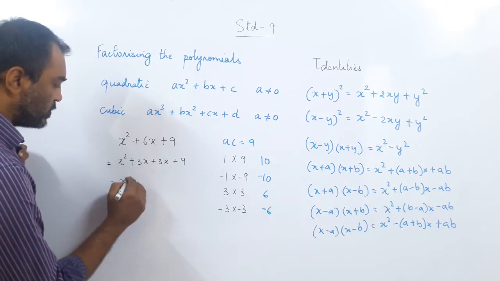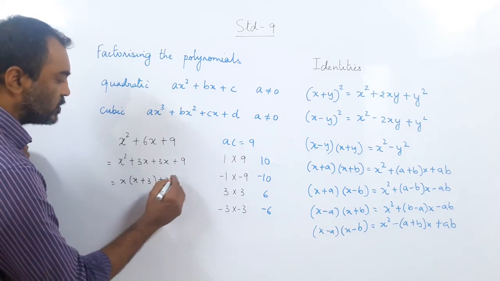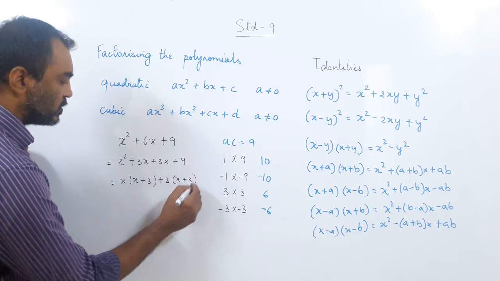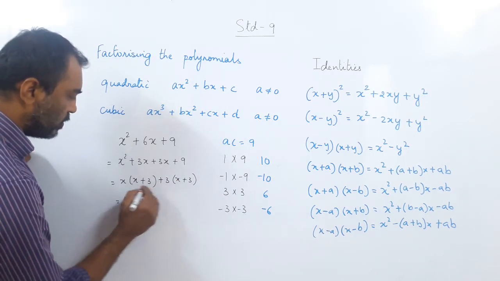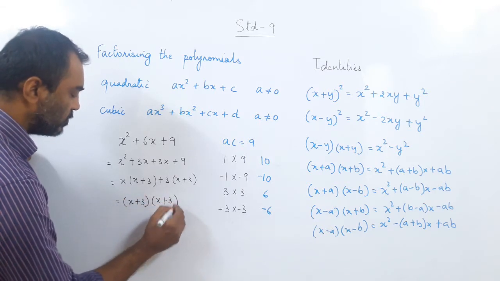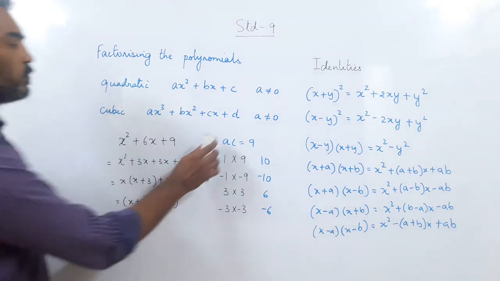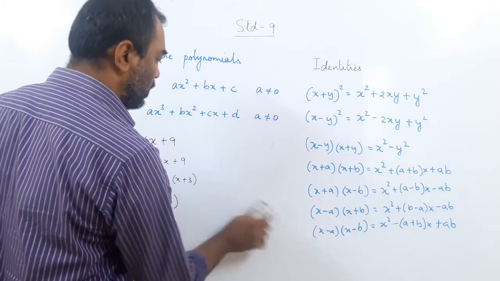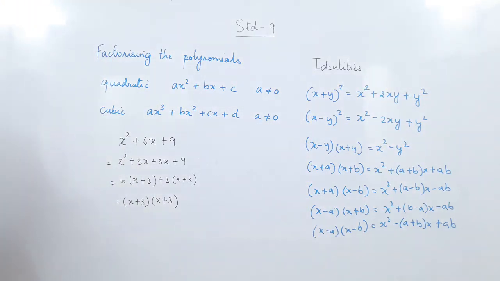Here x comes out common, so x plus 3. Here 3 comes out common, so x plus 3. So I got x plus 3 taking out common. And what remains here? X plus 3. So which method did I use here? I used the method splitting the middle term. Right? This method is called splitting the middle term.